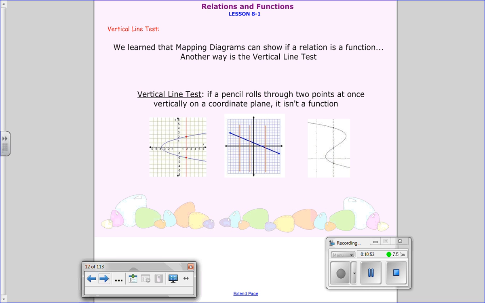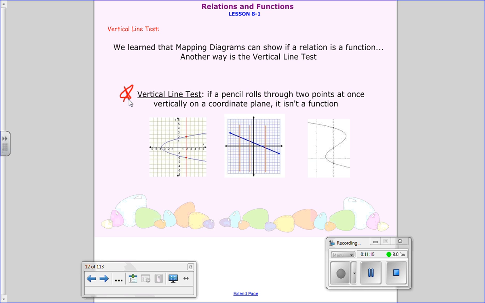So we've already talked about relations versus functions, and I showed you one way you can determine if it's actually a function. Now I'm going to show you another way to determine that. That is called the vertical line test. Right here I have the definition, and the whole idea is if you can roll a pencil through 2 points on the graph at once, it isn't a function.